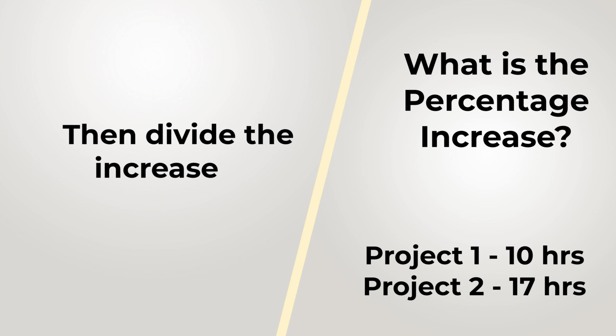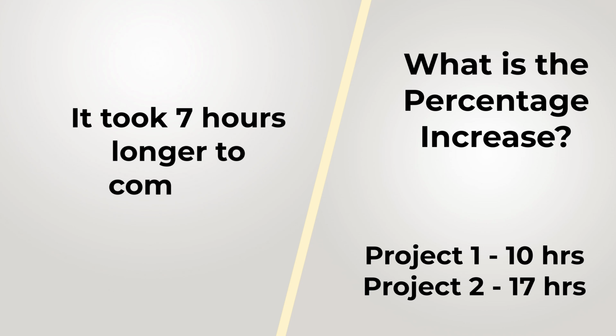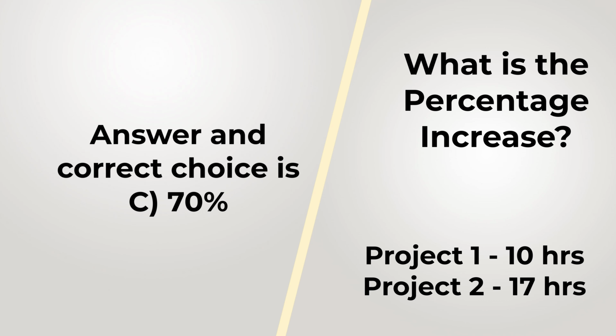In the next step, you need to divide the increase by the original hours. Since the original hours were 10 hours and the increase is 7 hours, you need to divide 7 by 10. And as a last step, you need to multiply it by 100%. You can do the calculations in your head, or if you use a calculator, you will come up with the same result, which would be 70%. So the correct answer here is the increase was 70%, and the correct choice here is choice C.